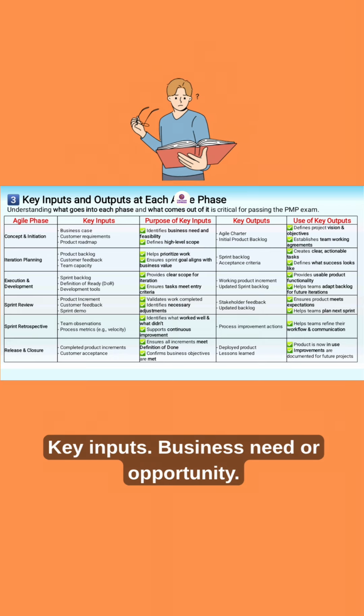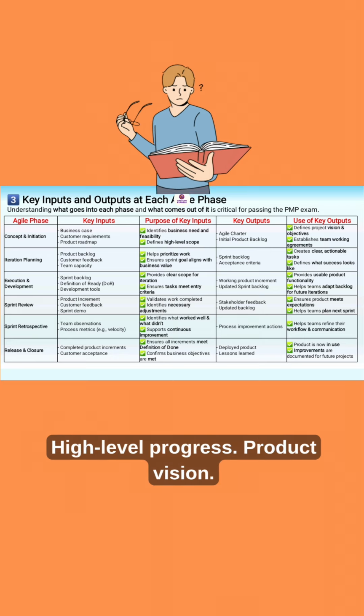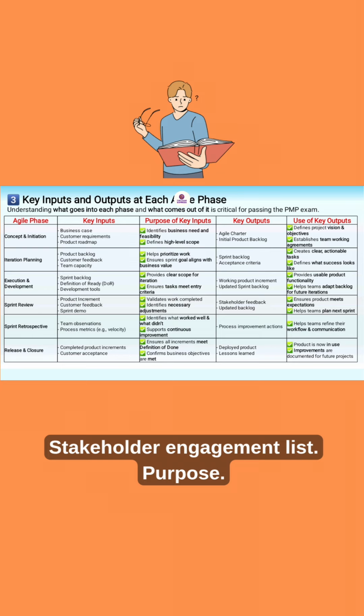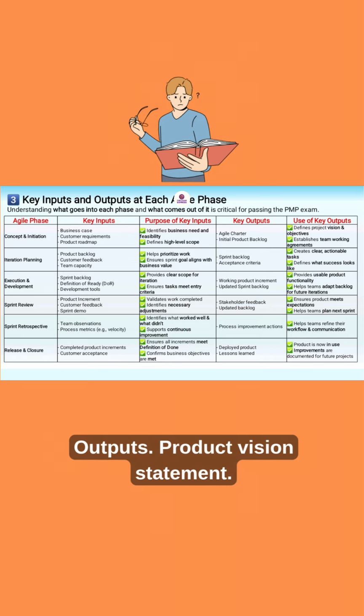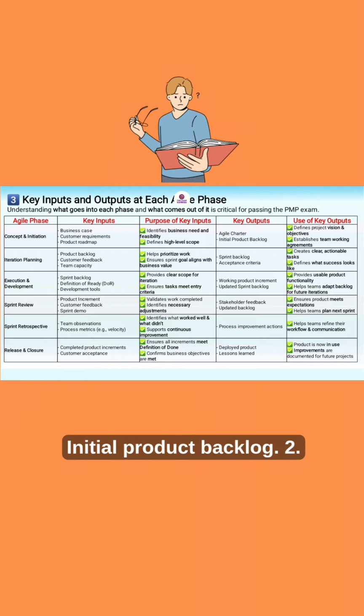Key inputs. Business need or opportunity. High-level product vision. Stakeholder engagement list. Purpose. To define the why and set expectations. Outputs. Product vision statement. Agile charter or canvas. Initial product backlog.